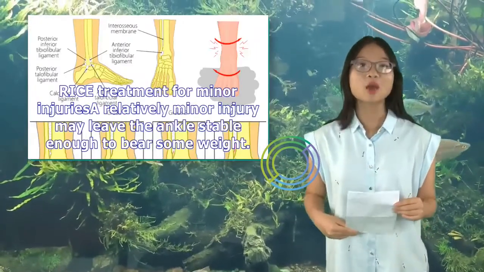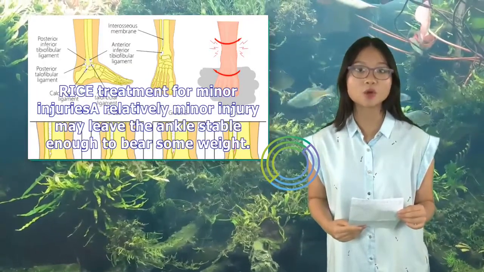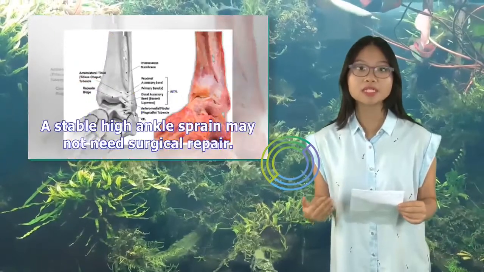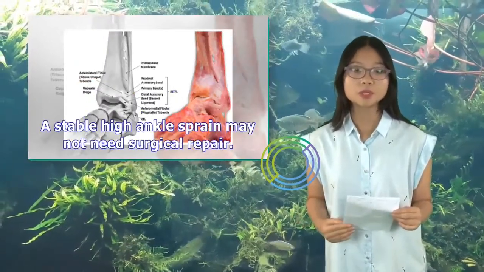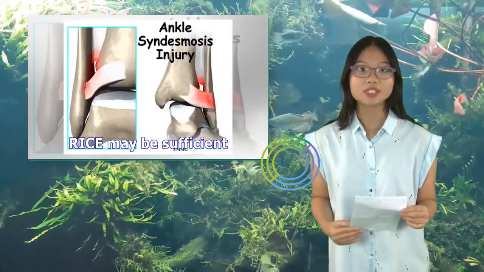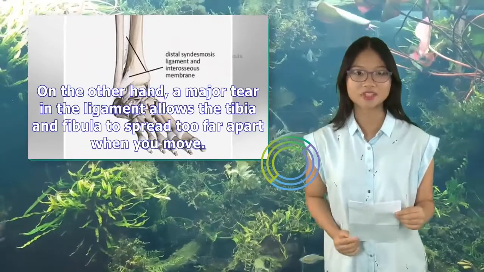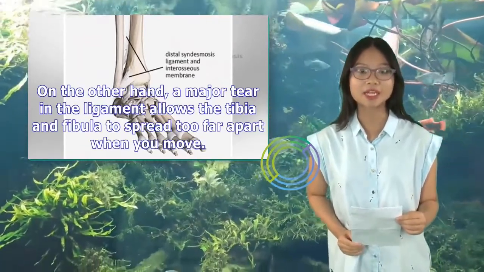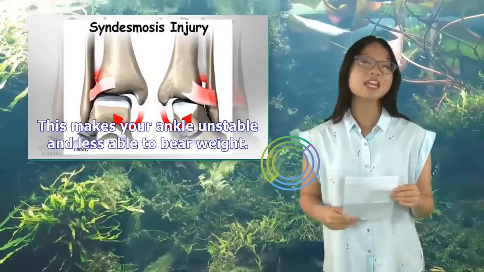RICE treatment for minor injury. A relatively minor injury may leave the ankle stable enough to bear some weight. A stable high ankle sprain may not need surgical repair. RICE may be sufficient. On the other hand, a major tear in the ligament allows the tibia and fibula to spread too far apart when you move. This makes your ankle unstable and less able to bear weight.